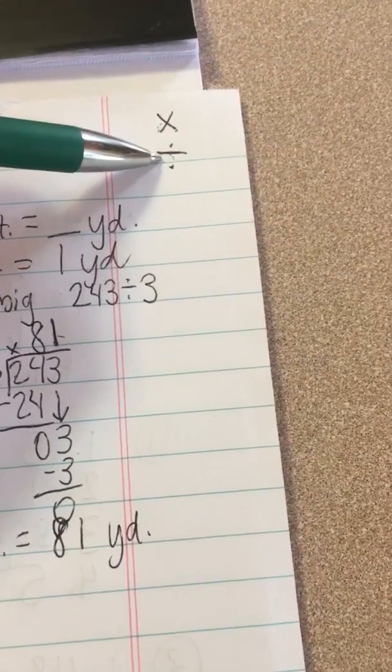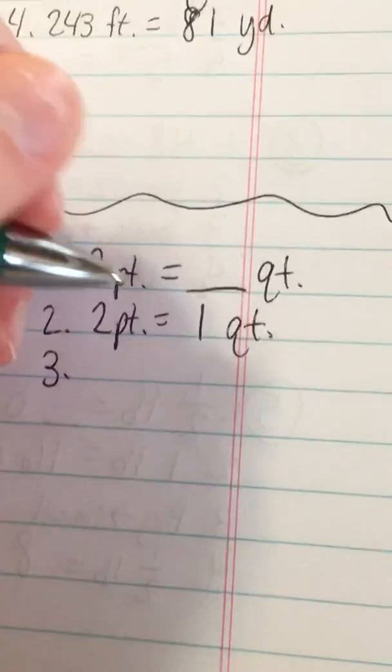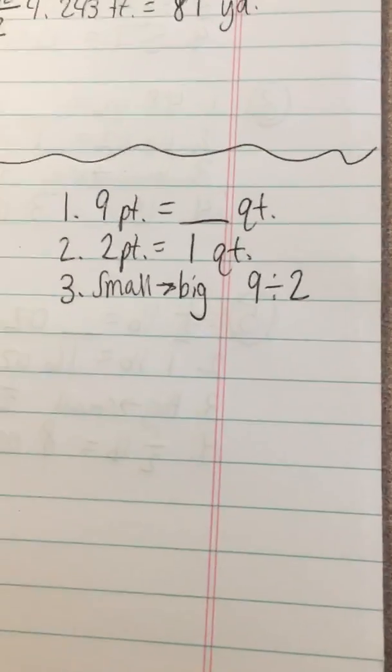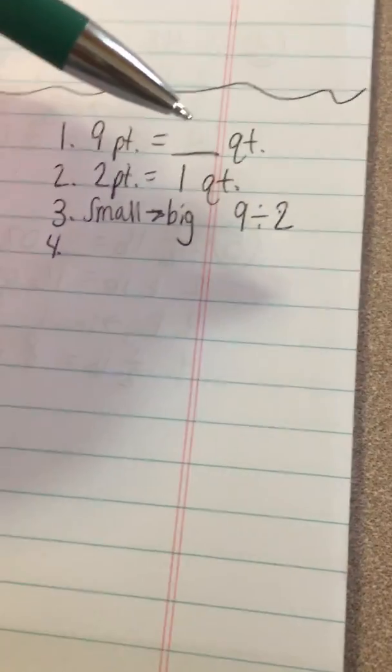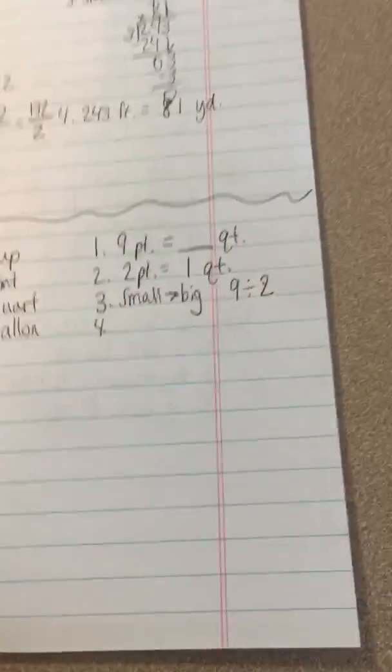All right, step 3 is, do I go bigger to smaller or smaller to bigger? So pints to quarts, I'm going to go over here. Pints to quarts, I'm going smaller to bigger, which means I divide. So I'm going to do 9 divided by 2. All right, now I'm going to think about what I know about 9 divided by 2. I know that 2 can't go into 9 evenly, okay? So 2 can go into 9 4 times. 2, 4, 6, 8, okay? It can go in 4 times.